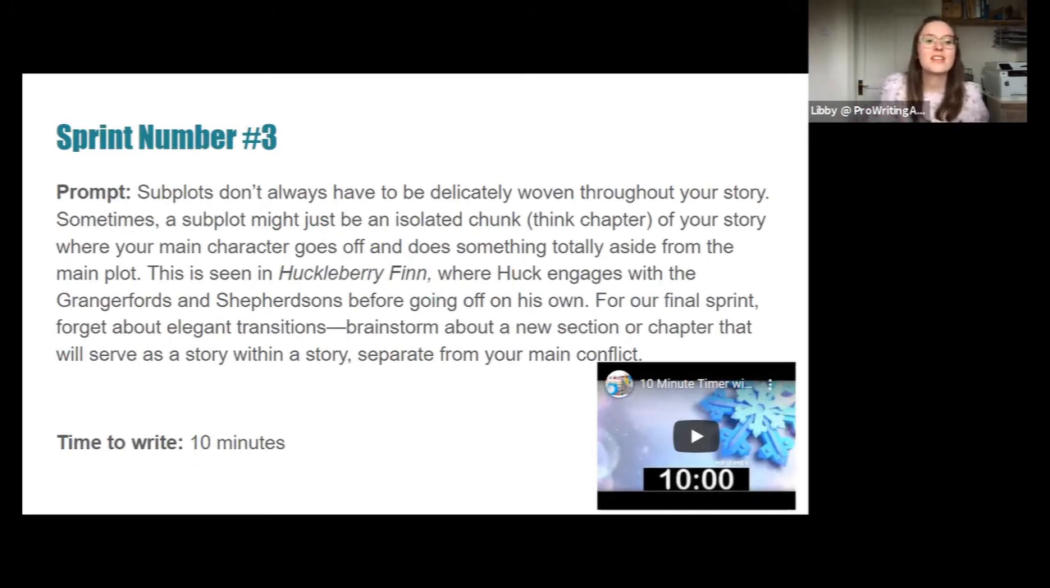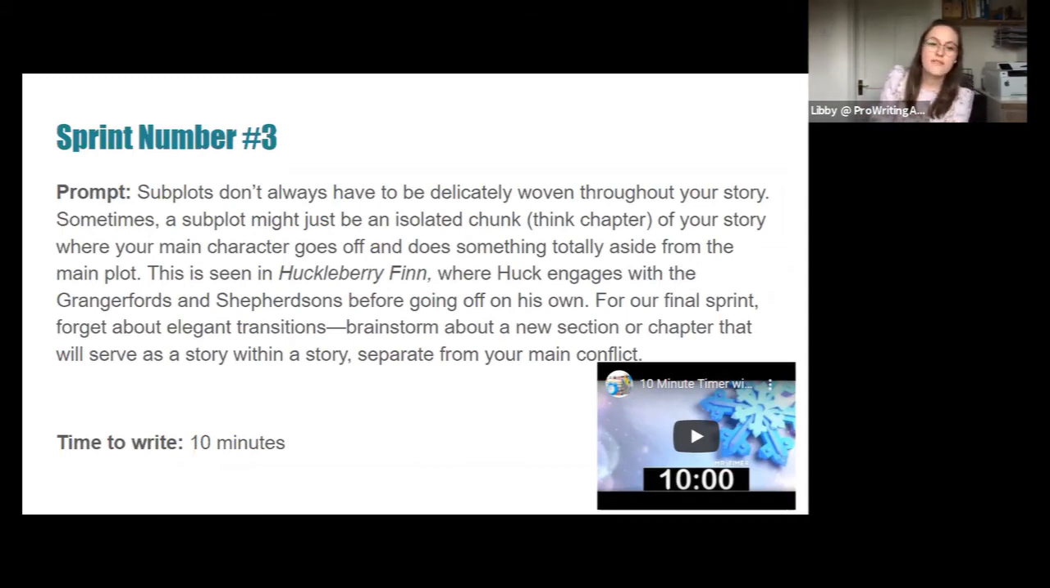So sprint number 3, the prompt is: subplots don't always have to be delicately woven throughout your story. Sometimes a subplot might just be an isolated chunk. Think of a chapter of your story like when you're reading and suddenly it switches point of view, to something that you're not quite familiar with. It can actually draw you in further because you want to know how it relates to the rest of it. So it could be an isolated chunk of your story where your main character goes off and does something totally aside from the main plot.